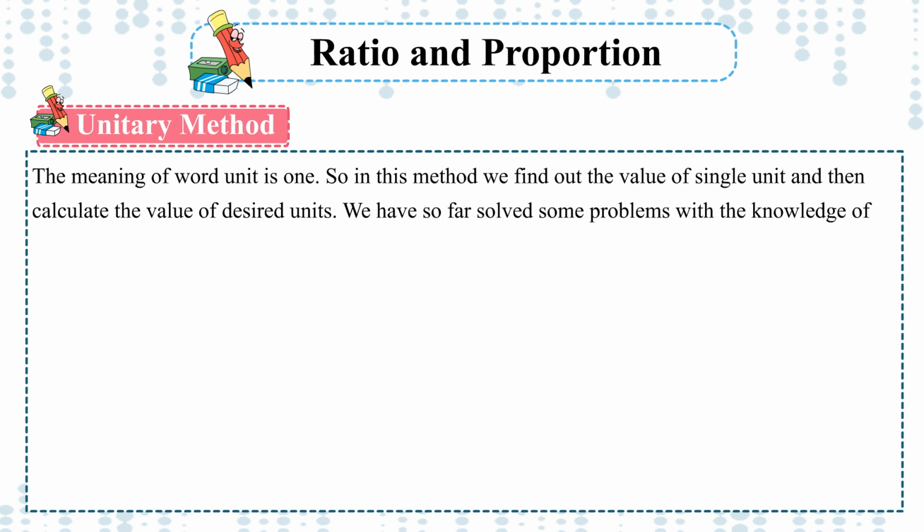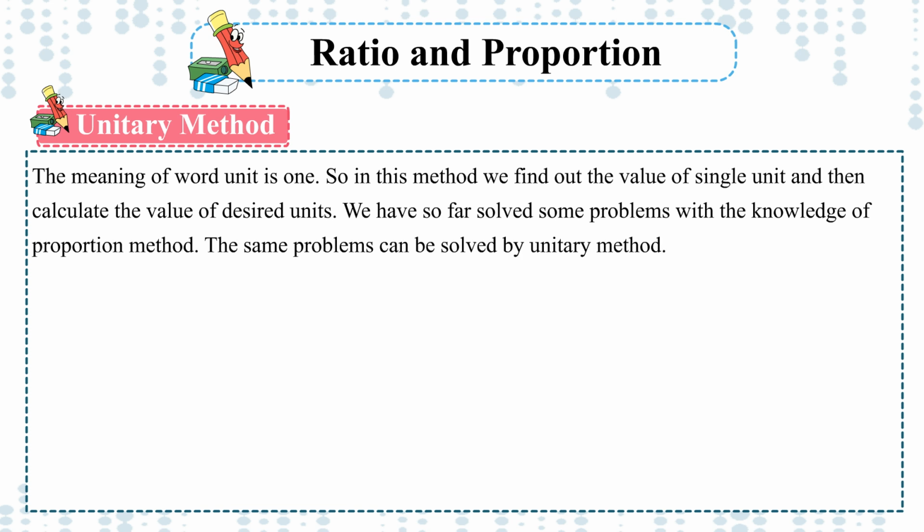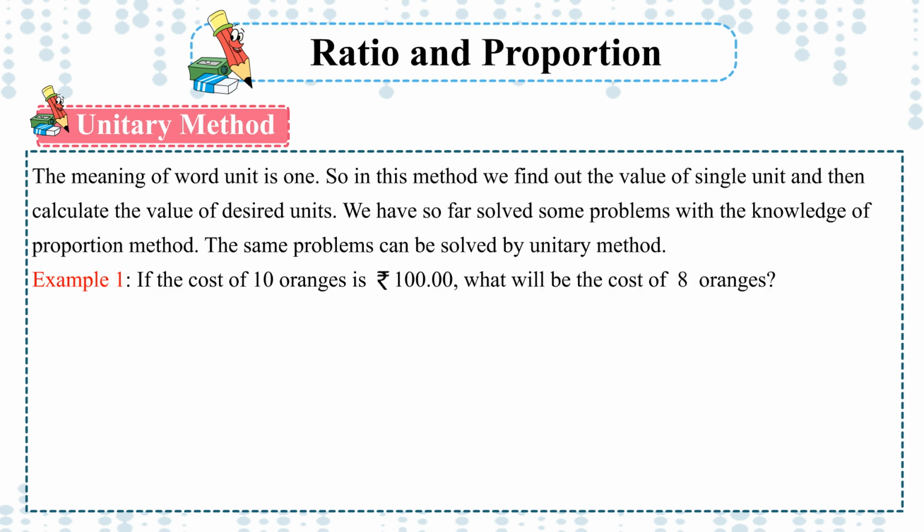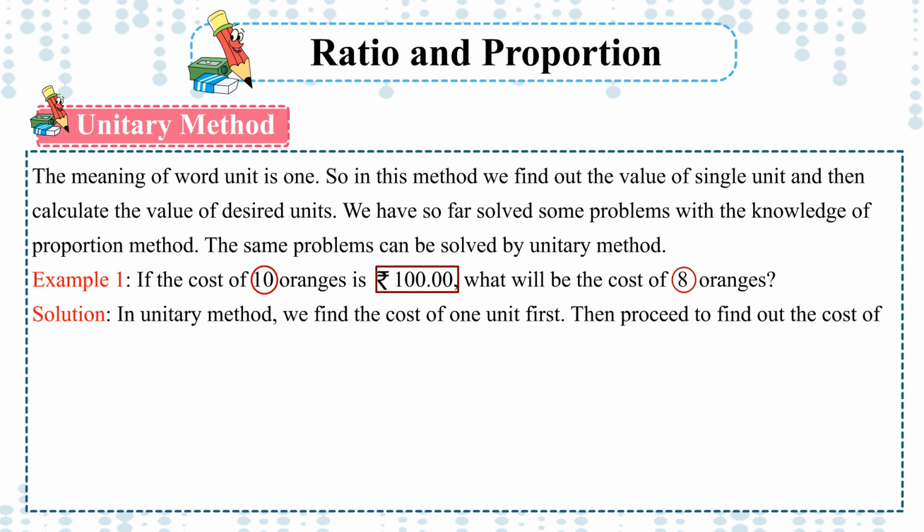We have so far solved some problems with the knowledge of the proportion method. The same problems can be solved by the unitary method. Example 1: if the cost of 10 oranges is rupees 100, what will be the cost of 8 oranges? Solution. In the unitary method, we find the cost of 1 unit first, then proceed to find out the cost of required units. Cost of 10 oranges is equal to rupees 100.